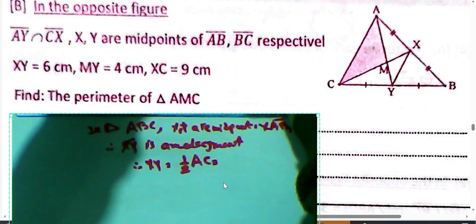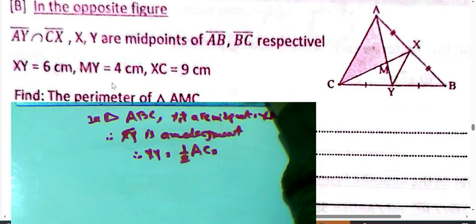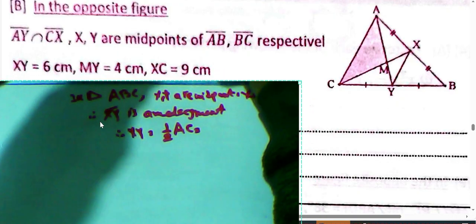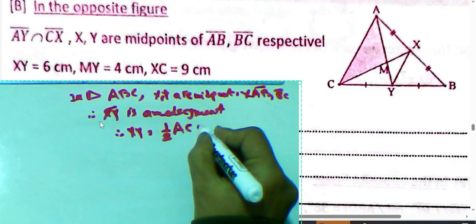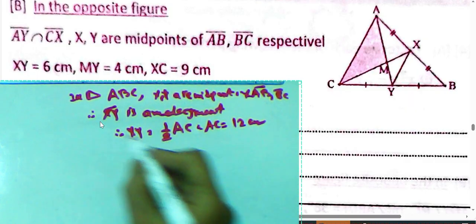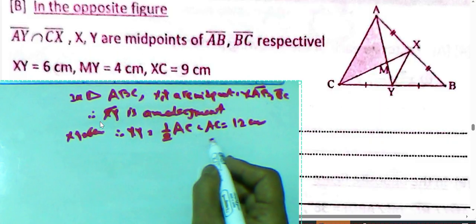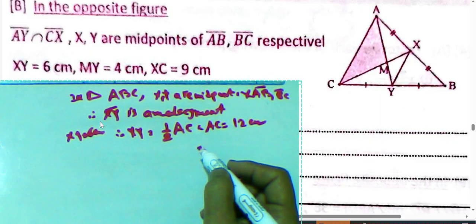Okay, what is the length of AC? XY is half of AC. He gave me XY. Yes, XY is 6, and we can find AC. Then AC will be 12 centimeters because XY was 6 centimeters. Then AC equals 12 centimeters here.